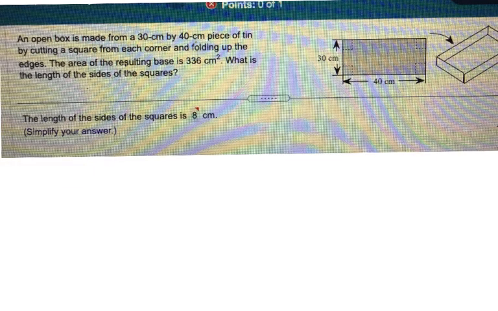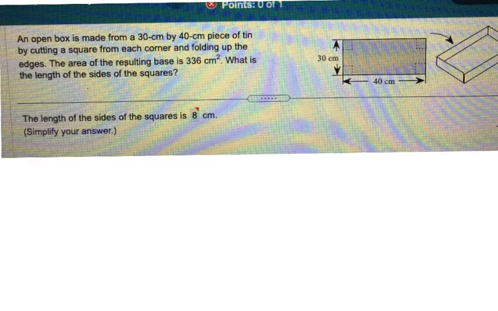And so these box problems are tricky. So let's look at this one. It says an open box is made from a 30 by 40 centimeter piece of tin by cutting a square from each corner and folding up the edges. The area of the resulting base is 336 square centimeters. What is the length of the sides of the square?